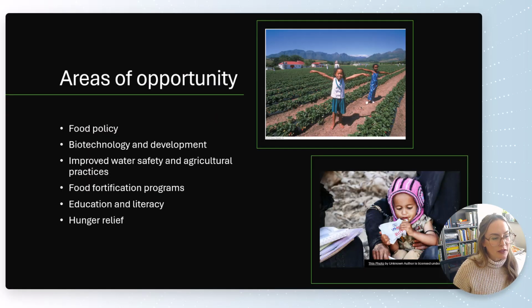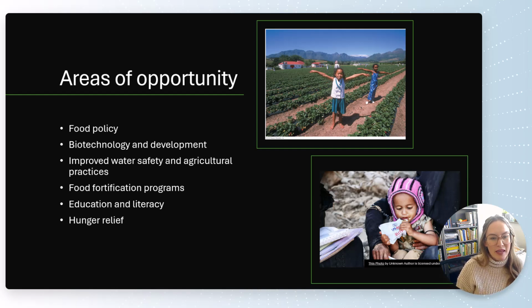Some areas of opportunity that we have for improving world hunger in general start with food policy. That's really starting from the top down. So really making sure that our food policies support the health and nutrition for individuals. Biotechnology and development refers to some of the things we talked about in our chapter 20 lecture. So things like how do we produce crops that are more resilient to things like pests and climate events and things like that. Improved water safety and agricultural practices are very important for protecting land health and also protecting people health. Food fortification programs are really important.